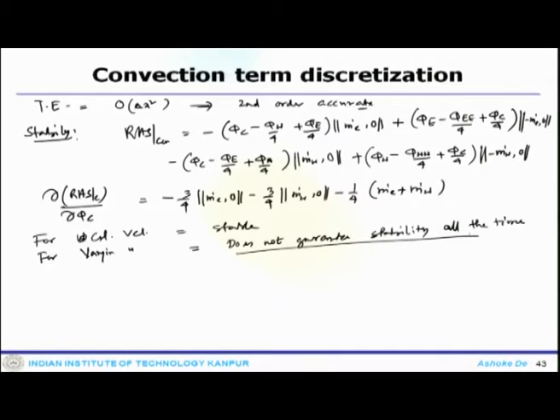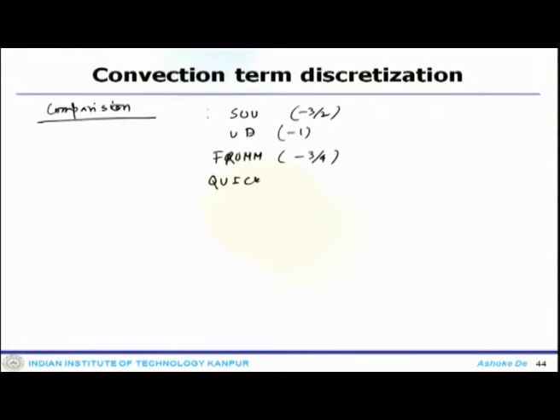If you look at a comparison of all these schemes, what you see is that the most negative coefficient is associated with the second order upwind scheme, that is minus 3 by 2, then the upwind scheme which is minus 1, then the Fromm scheme with minus 3 by 4, and finally QUICK which is minus 3 by 8, and CD has coefficient 0, which is a sort of neutral stability.